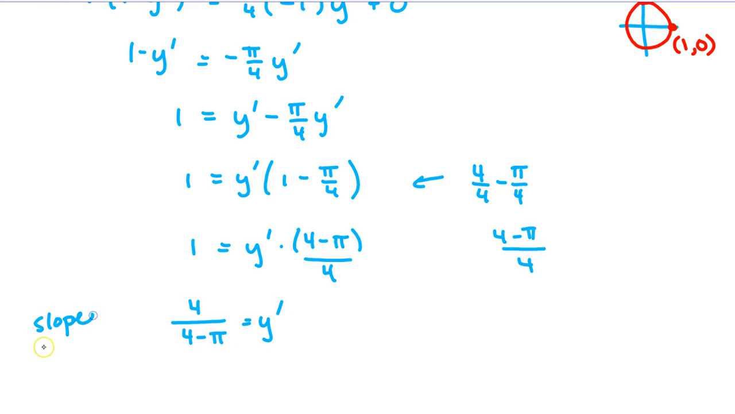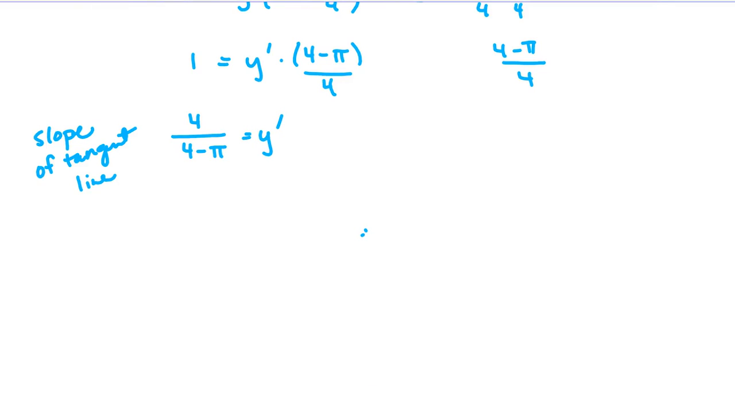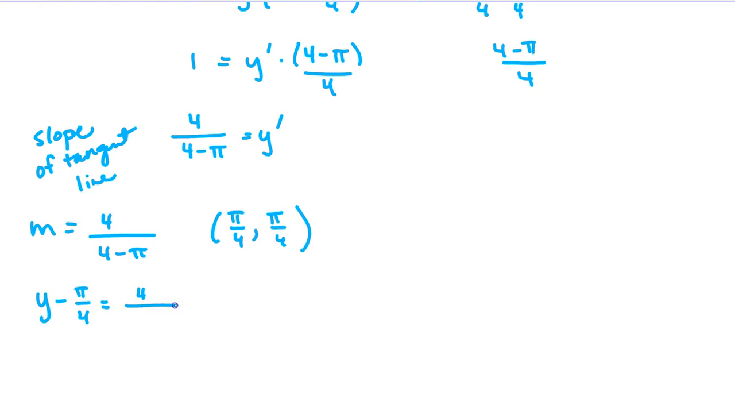Remember, our goal is to find the equation of the tangent line. And the point was pi over 4, pi over 4. So now we have the slope. Let's use the slope and the point. So we have y minus pi over 4 equals the slope times x minus pi over 4. Okay, this is not going to be pretty.